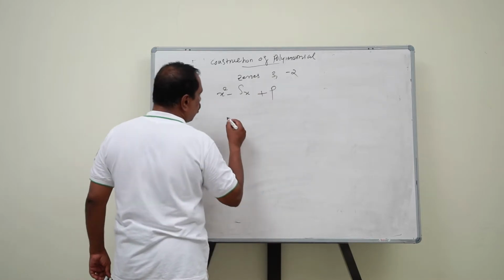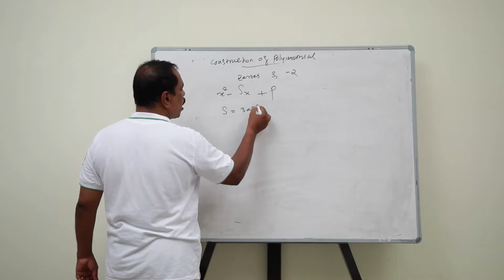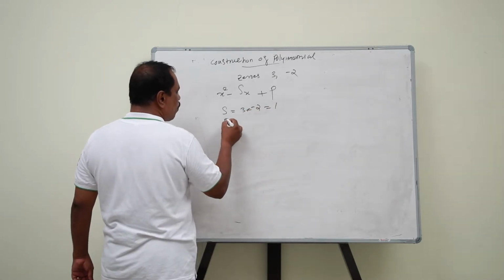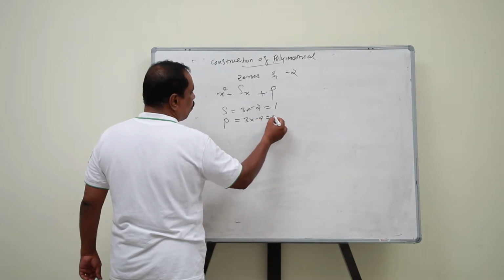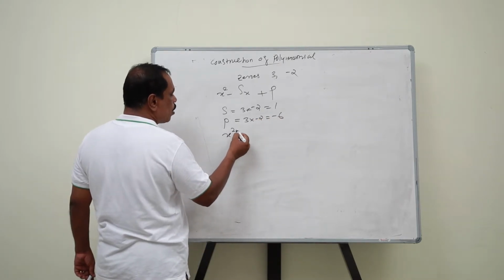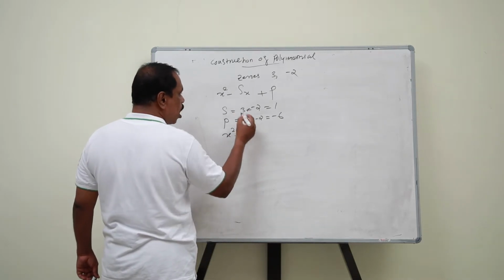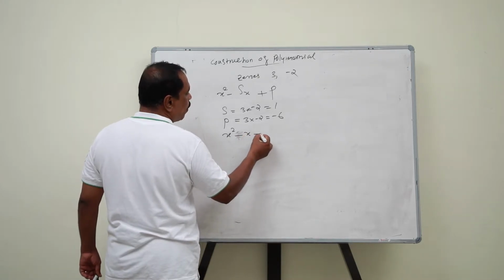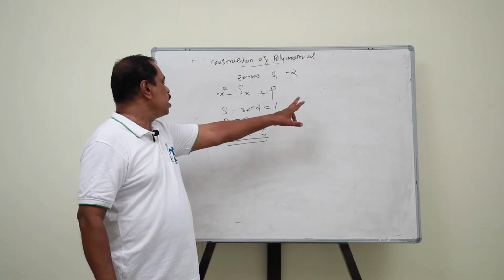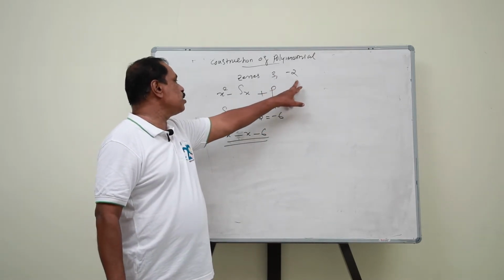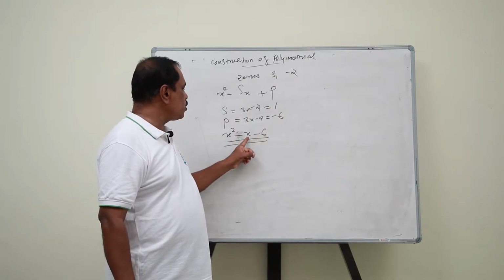Here we can find the sum of the zeros. Tell me, sum of the zeros equal to 3 plus minus 2 equal to 1. Then what is the product? Product equal to 3 into minus 2 equal to what? Minus 6. Then what is the polynomial? x square minus (sum) x plus (product), that is x square minus x minus 6. This is the polynomial having zeros 3 and minus 2. Clear? x square minus x minus 6.